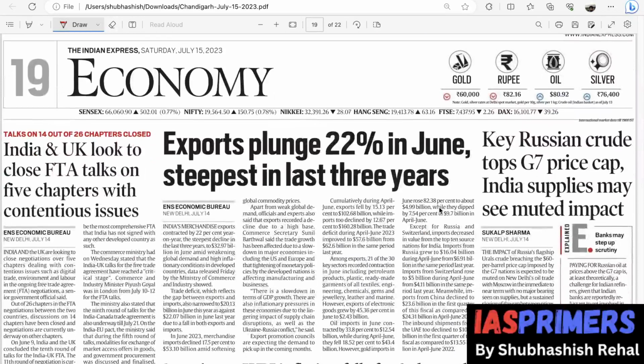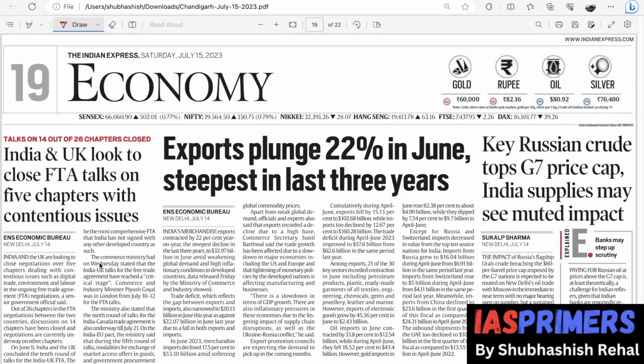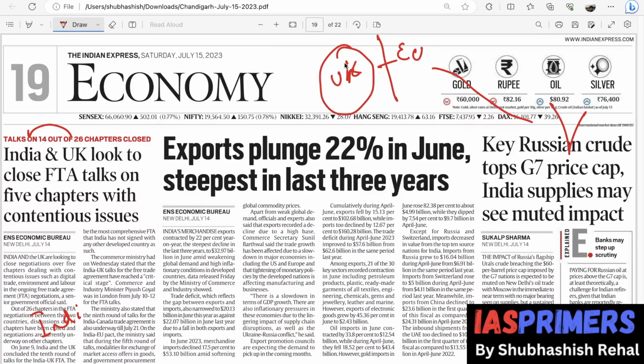Next, we come to the economy section. So India, UK, FTA. A free trade agreement means easy trade between India and UK. Initially, the UK was part of the European Union, so any trade would have taken place through the European Union only. Now after Brexit, the UK is separate, the EU is separate. So India as well as the UK is looking to have a free trade agreement, preferential trade basically.